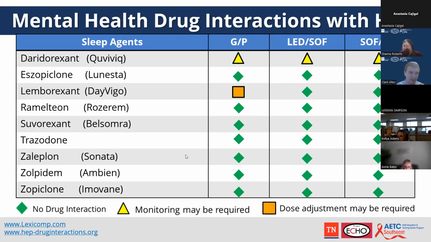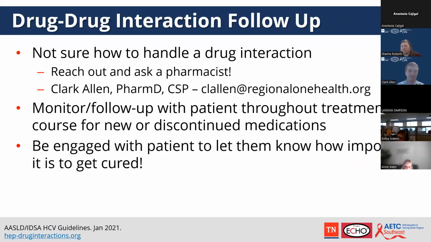Everything else is good. Eszopiclone, trade name Lunesta, melatonin, trazodone are good, as are zopiclone and zolpidem, trade name Ambien. So all those are good. No interactions to worry about with those other mainstays in patients who need help with sleep. Okay, all right. Next slide.